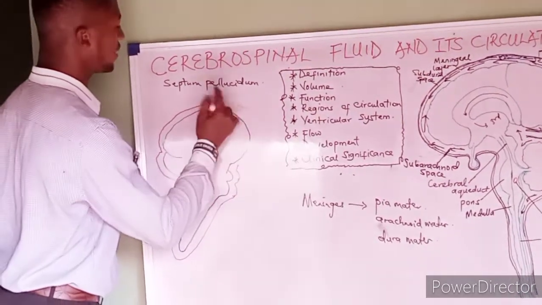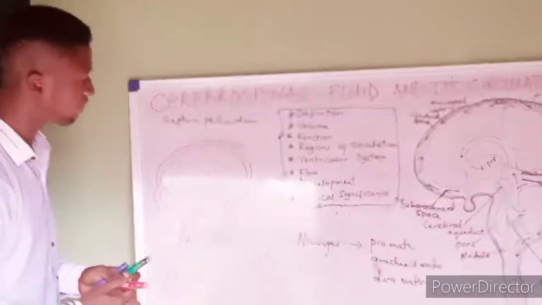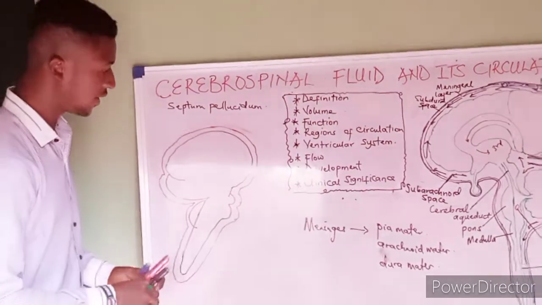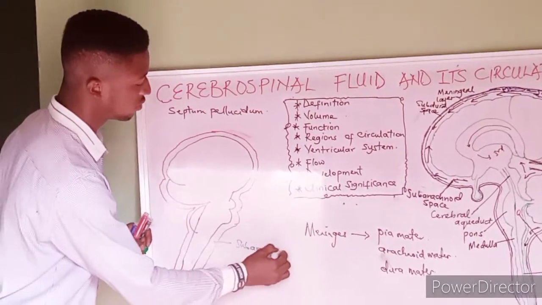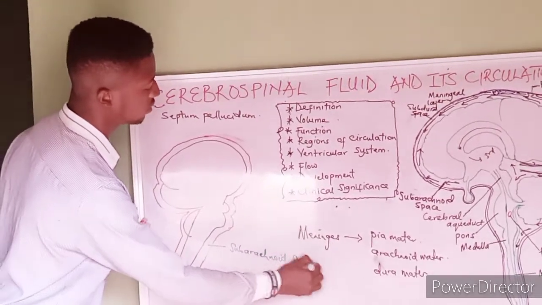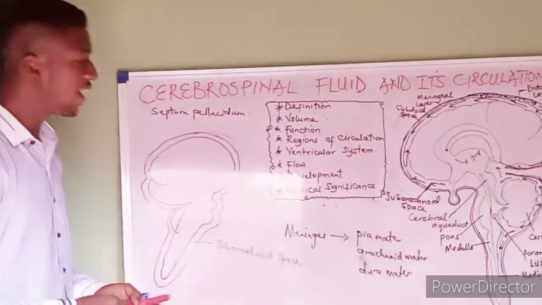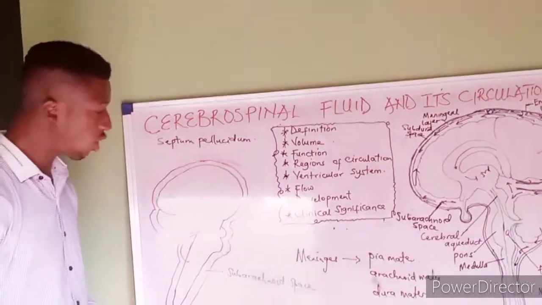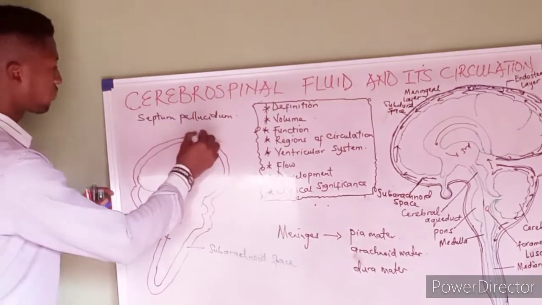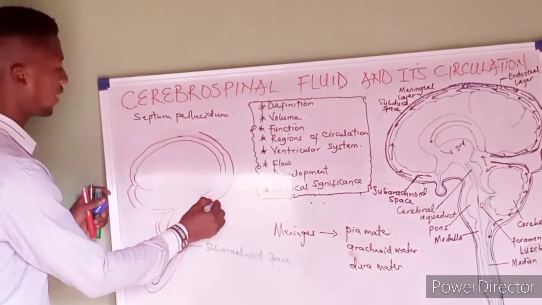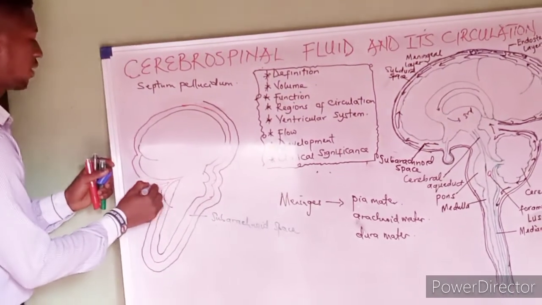The arachnoid mater is separated from the pia mater through a space. The space you have here is called the subarachnoid space. Then you have another layer. This layer is called the dura mater. The dura mater serves as the third layer to the brain and spinal cord.